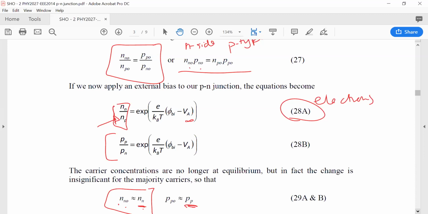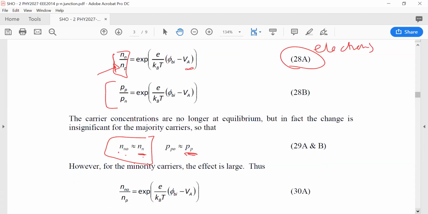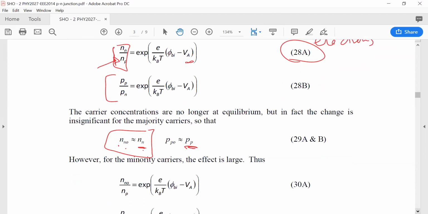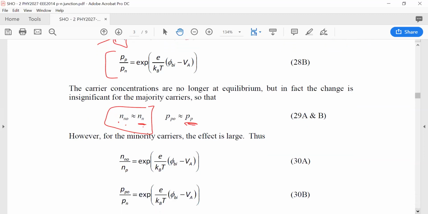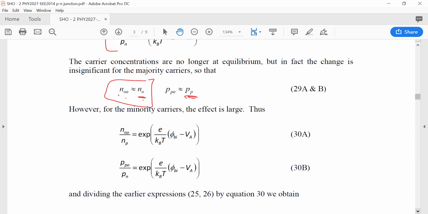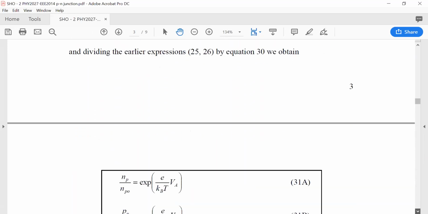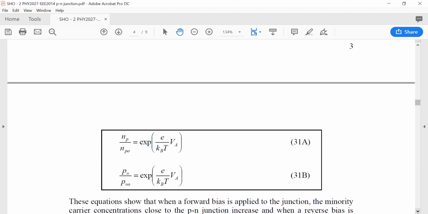We need to get rid of these and simplify the equations, equations 28A and 28B. And when we do that, we get down to equations, so you'll have to turn over the page, I believe, and you get down to equations 31A and 31B, which is on the next page and in a square.